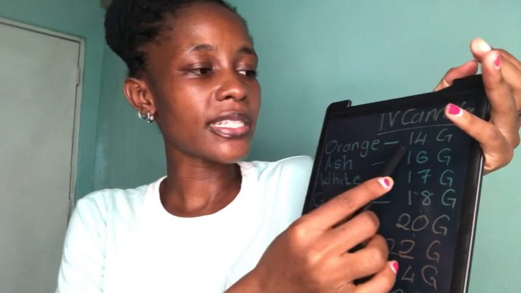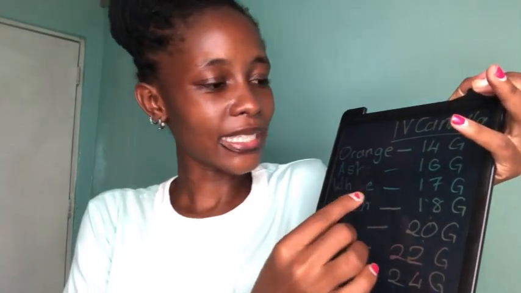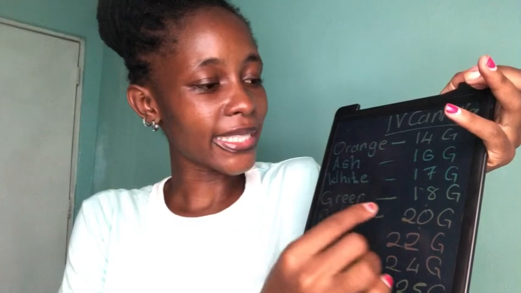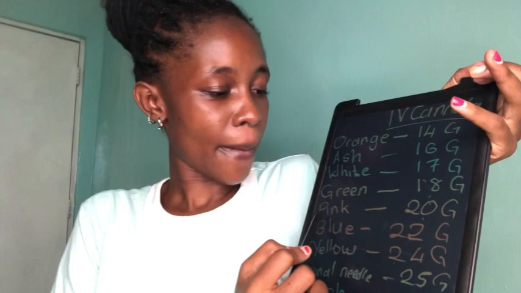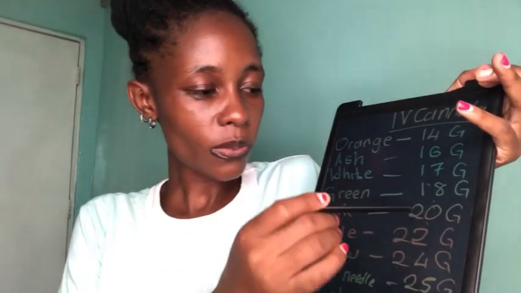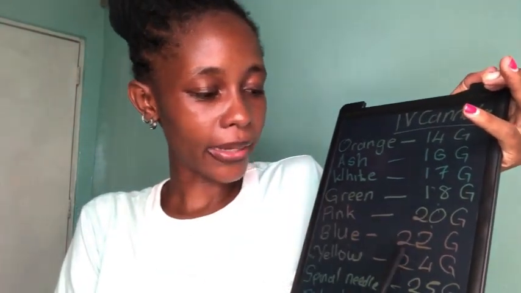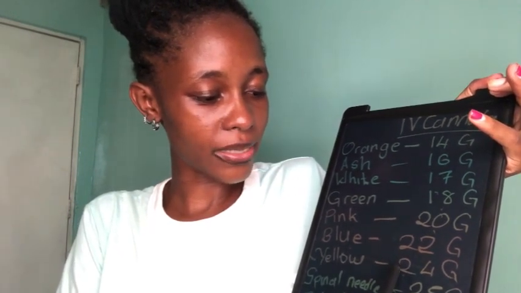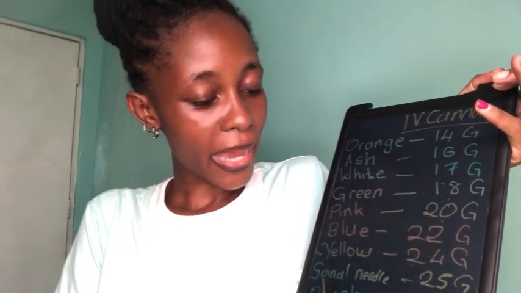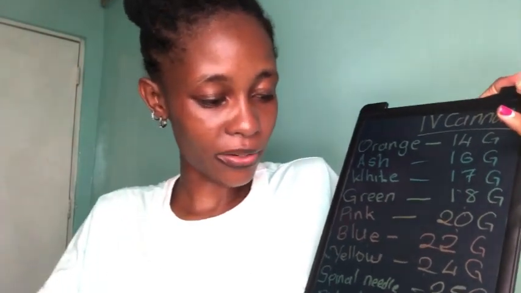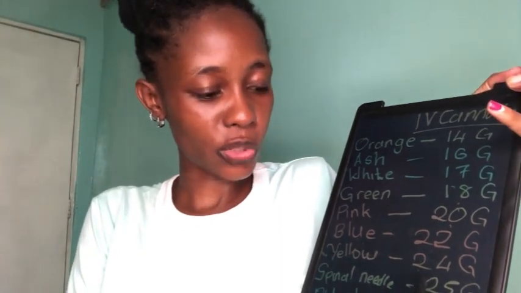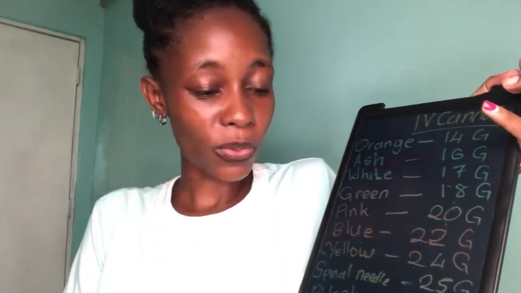We have color orange represent gauge 14, gray color represent gauge 16, white color represent gauge 17, green color represent gauge 18, pink color represent gauge 20, blue in color represent gauge 22, yellow in color represent gauge 24. Spinal needle, that needle that the anesthetists use to inject spinal drugs, represent gauge 25. And we have a purple which is gauge 26.